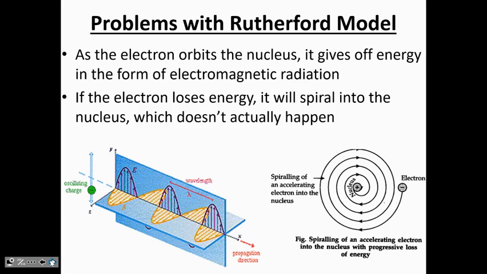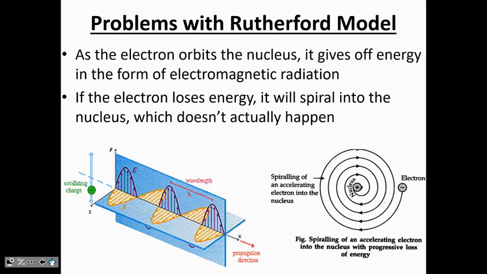accelerating around the nucleus, they have to, according to the laws of physics, give off energy in the form of electromagnetic radiation. Well, if they're giving off energy, the electron itself in this process would lose energy. And if the electron loses energy, it's going to get closer and closer to the nucleus and eventually spiral into the nucleus, and that would not be good. We know the electron stays at a certain distance away from the nucleus. It's not going to spiral into the nucleus. So this doesn't actually happen.